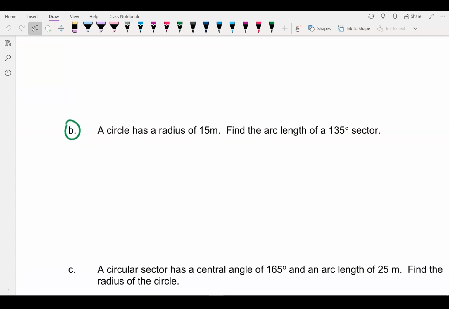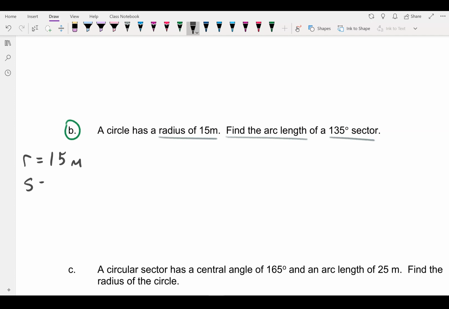A circle, so we know it's a circle, has a radius of 15 meters. Find the arc length of a 135-degree sector. So I like to set these problems up by writing all of our given information. So the radius is 15. I'm going to include the units just in case.